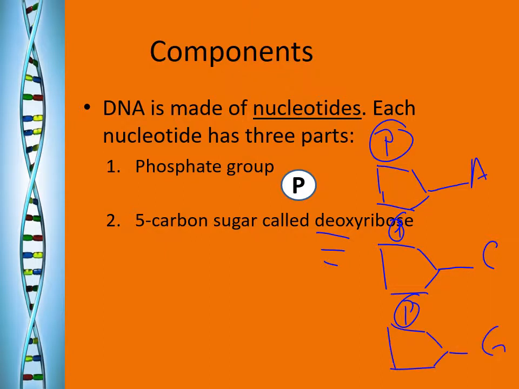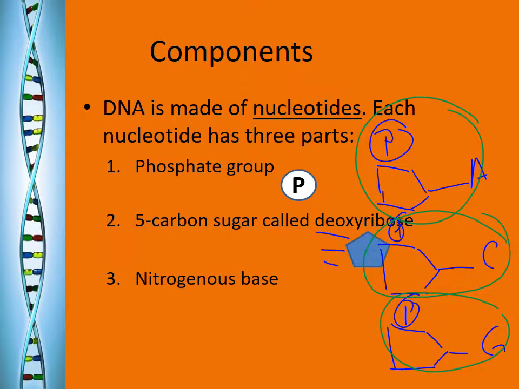So it's a repetition of nucleotides, and when I mean nucleotides, this right here is a nucleotide. This right here is a separate nucleotide, and this right here is a separate nucleotide. So this one single strand of DNA is made up of 3 nucleotides. All right.